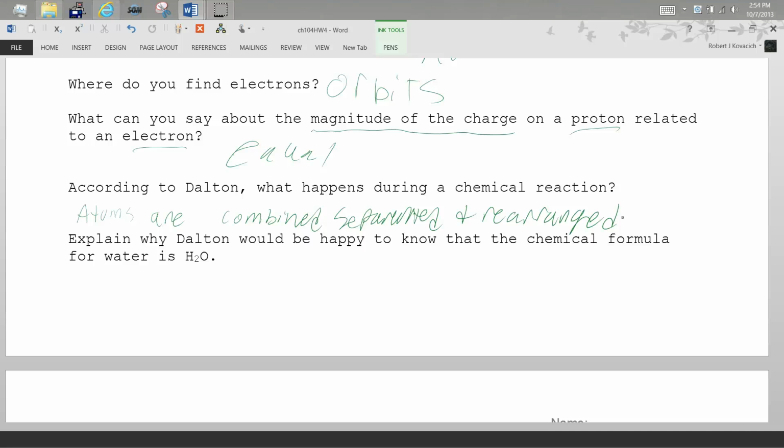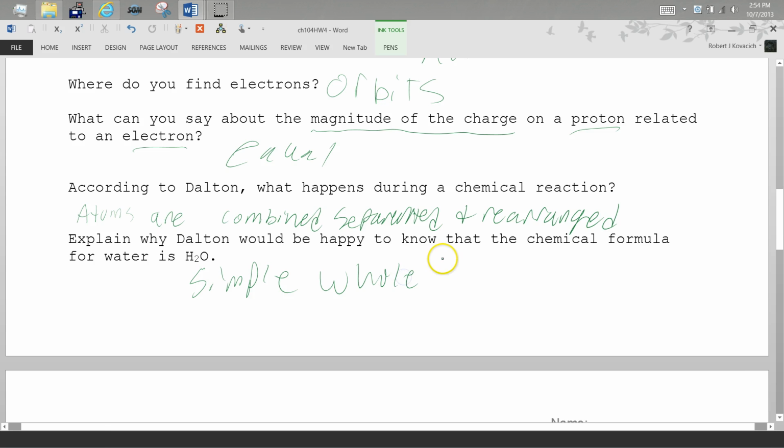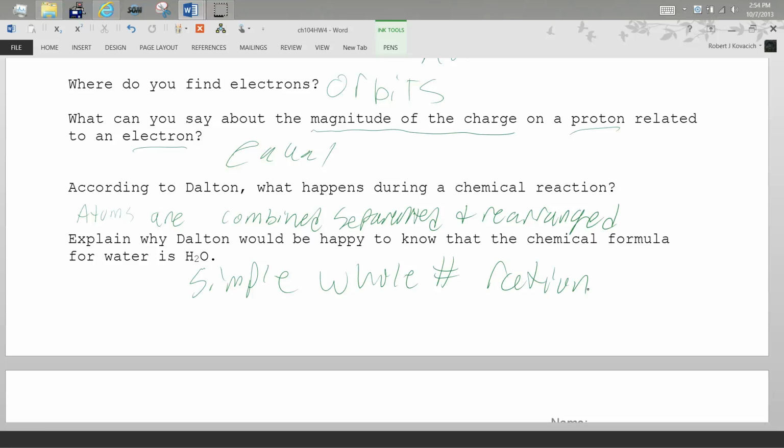Why is Dalton happy to know that the chemical formula of water is H2O? Has to do with the simple whole number ratios. What is the ratio for these atoms? 2 to 1. I mean, 1 to 1 would be the most simple, right? This is the second most simple. It's a 2 to 1 ratio. So the fact that all water molecules have this simple 2 to 1 ratio of hydrogens to oxygens, any change in that makes you not talk about water anymore.